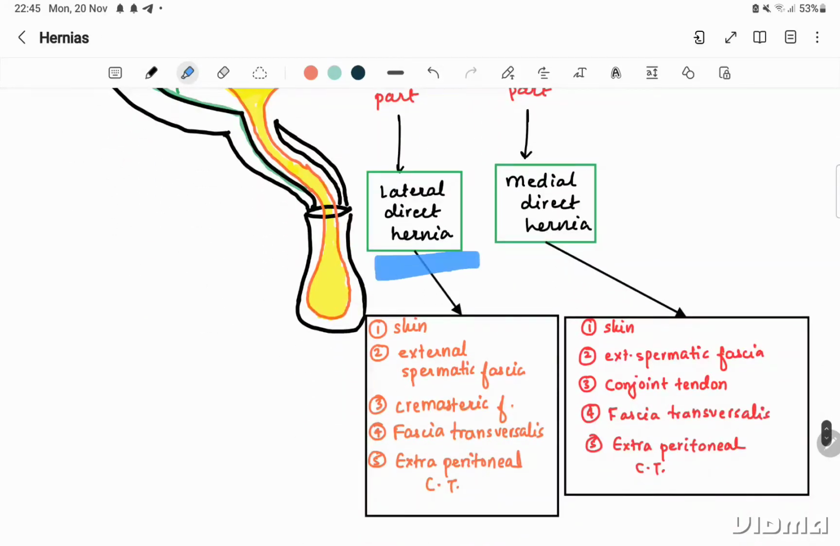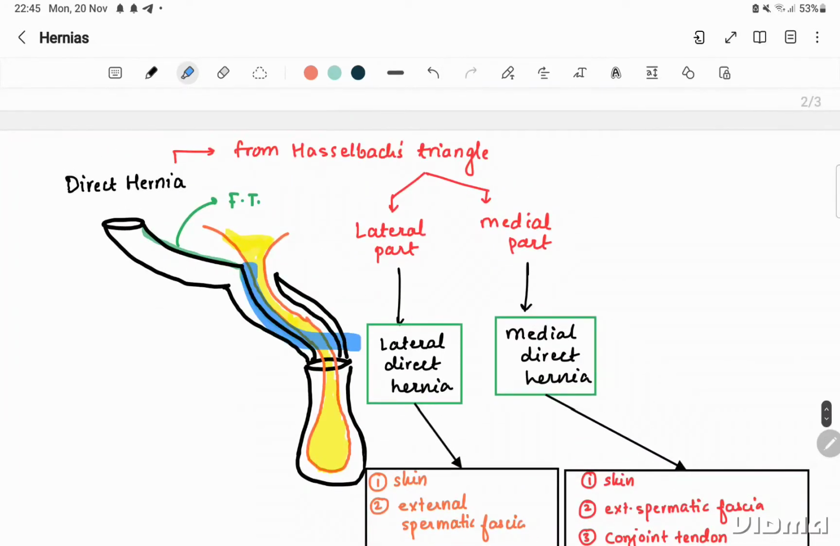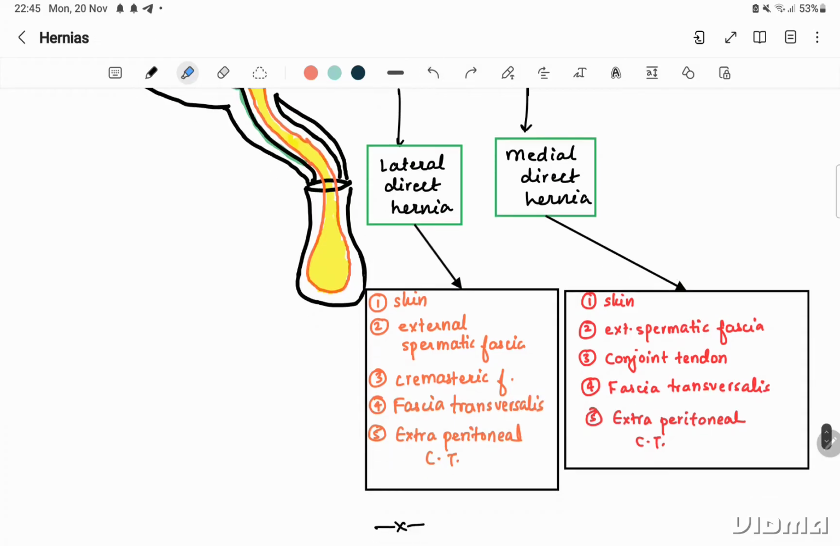For the lateral direct hernia, the covering tissues are skin, external spermatic fascia, cremasteric fascia, fascia transversalis, and extraperitoneal connective tissue. There is no internal spermatic fascia, as the fascia transversalis is present over here instead. For the medial direct hernia, we have skin, external spermatic fascia, the conjoint tendon, the fascia transversalis in place of the cremasteric fascia, and extraperitoneal connective tissue.